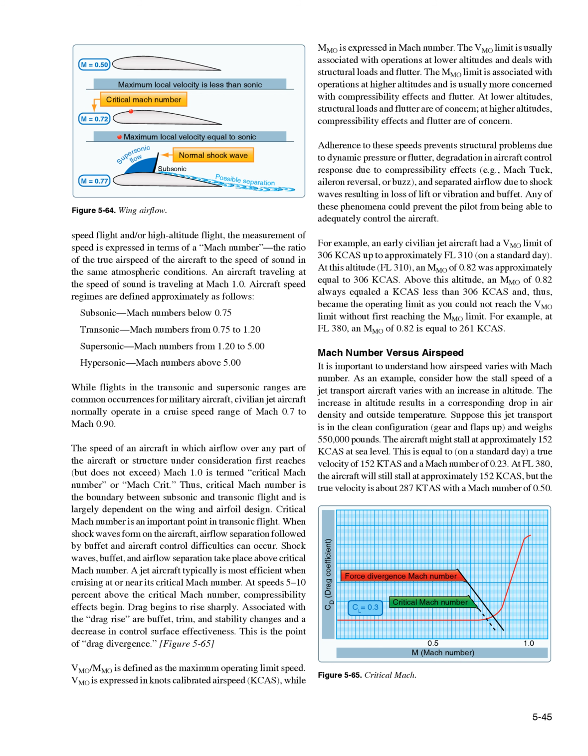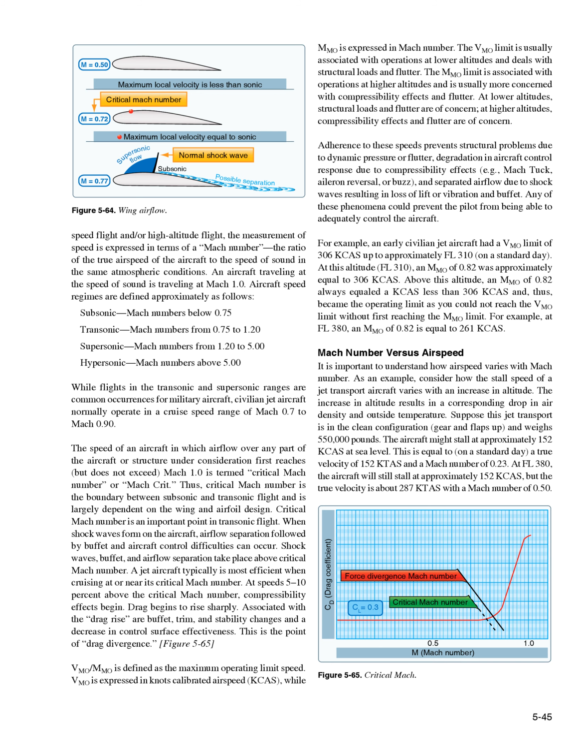A jet aircraft typically is most efficient when cruising at or near its critical Mach number. At speeds 5 to 10% above the critical Mach number, compressibility effects begin. Drag begins to rise sharply. Associated with the drag rise are buffet, trim, and stability changes and a decrease in control surface effectiveness. This is the point of drag divergence. Figure 565.